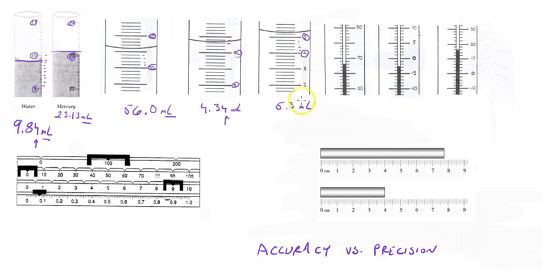But the key thing you need to recognize is that since it is not marked, here we were marked every tenth, so we could estimate the hundredths. Here we are not marked every tenth, so we can't go beyond that place.